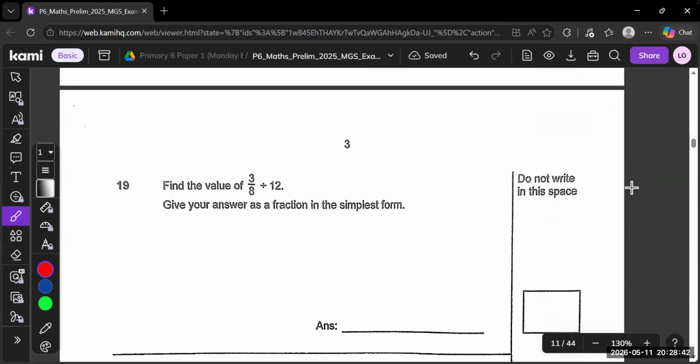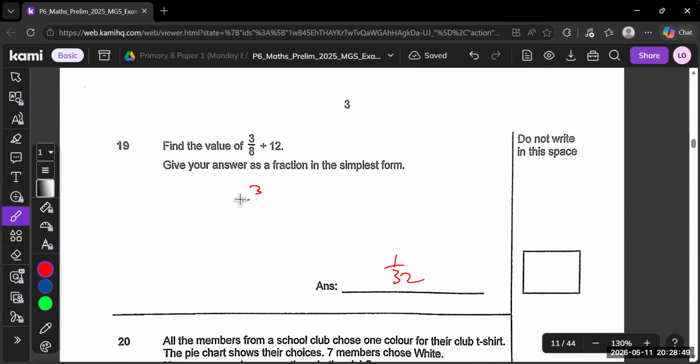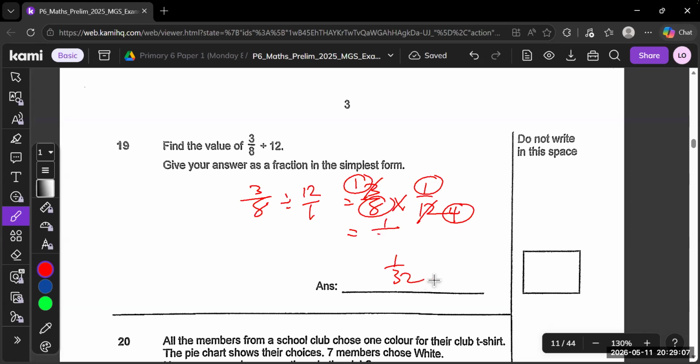Question 19, the answer is what? The answer is 1 over 32. This one should be quite easy. So you change the whole number into a fraction. Keep, change, flip. Then cancel. 3 divided by 3, 12 divided by 3. Cannot cancel, multiply. 1 times 1, 8 times 4. And that's how you get the answer. Okay, Jayden, understand, Jayden?